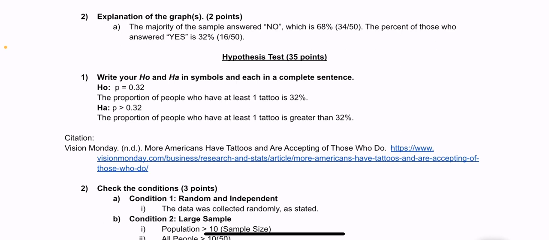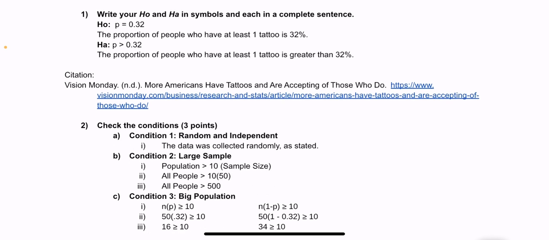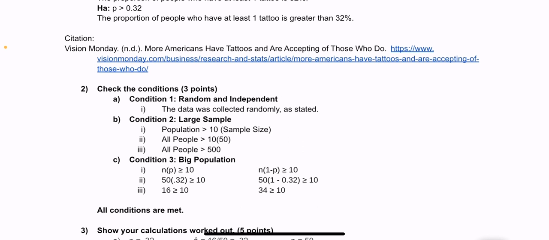So my H0 is p equals 0.32, or the proportion of people who have at least one tattoo is 32%. Ha is p is greater than 0.32, or the proportion of people who have at least one tattoo is greater than 32%. And then my citation is listed above. Reference it if you feel the need.